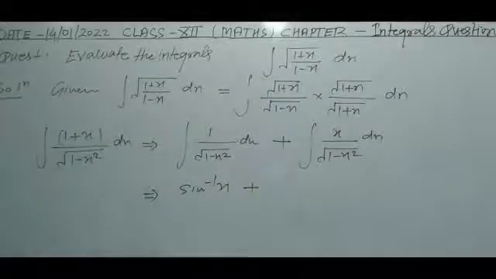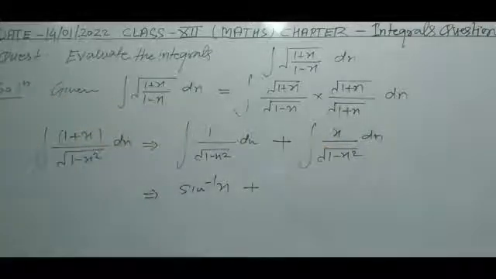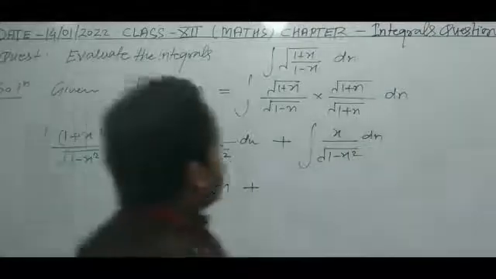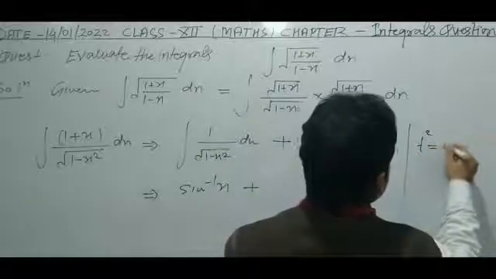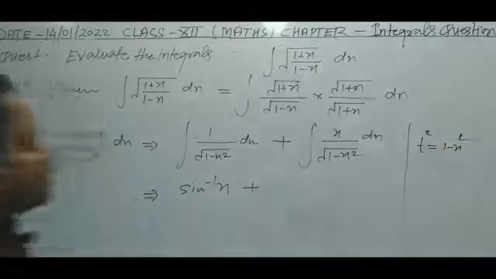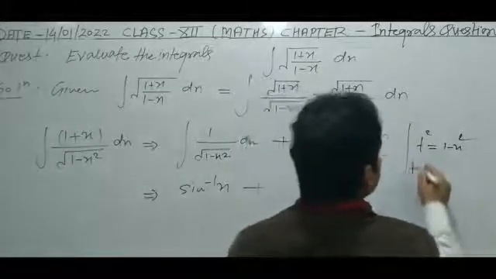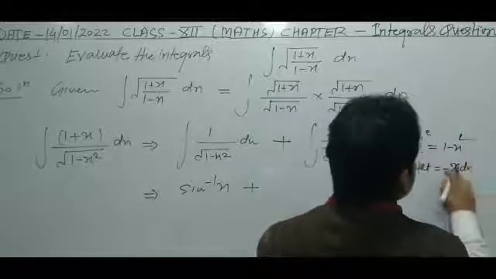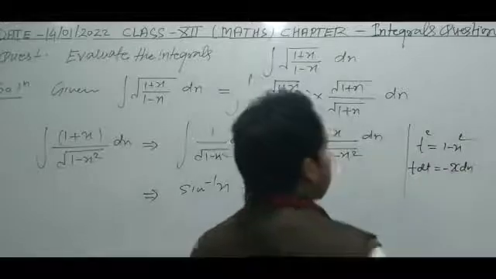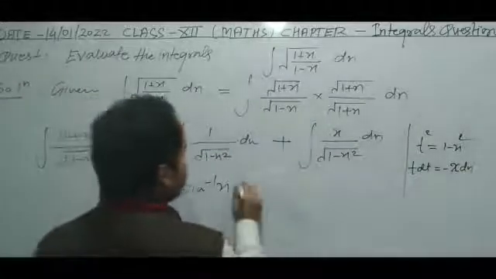Now plus, in this integral you will consider, suppose you are considering t square is equal to 1 minus x square. This is the expression we have considered. Now t dt will be equal to minus 2 x dx, and minus t dt will be equal to minus x dx. So this will be with negative sign.